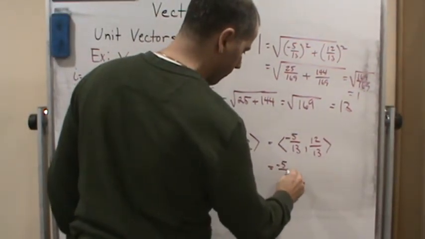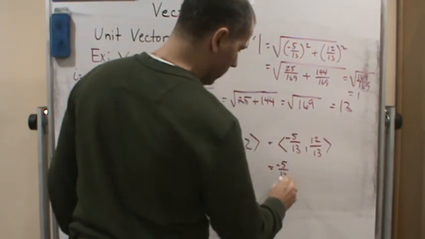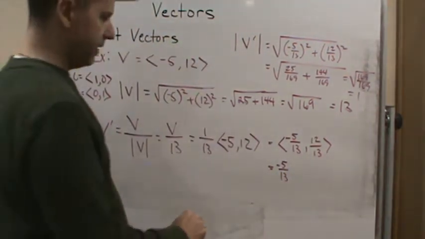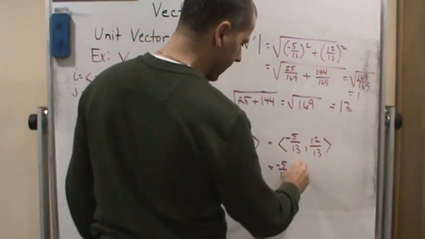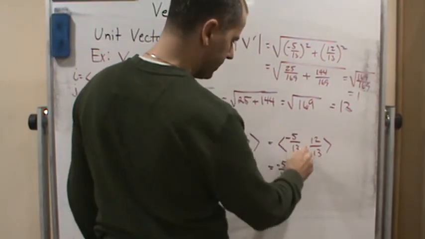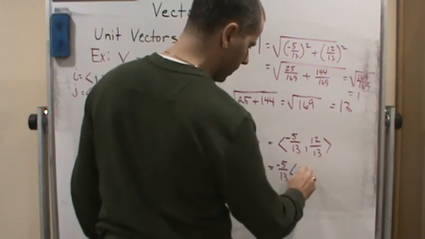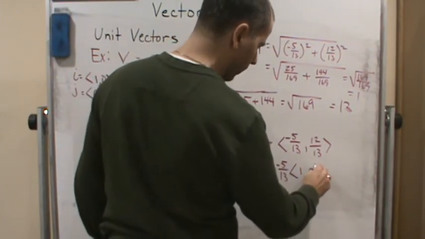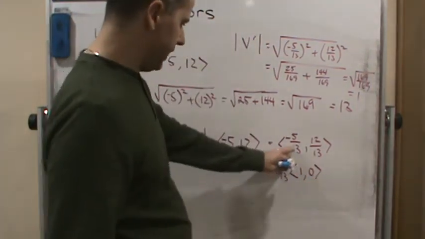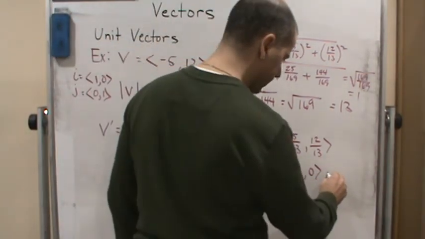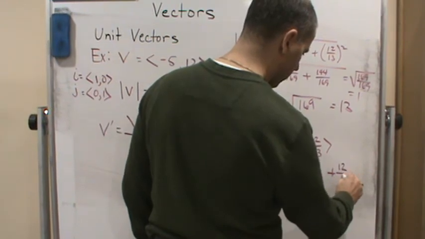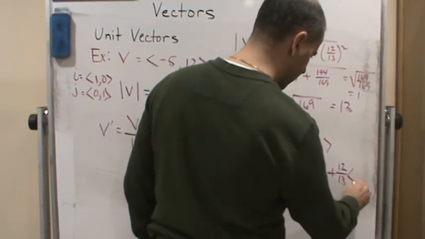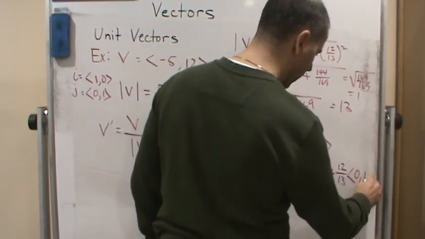Negative 5/13 times what? Well, this is the x, right? So this is going to be 1 comma 0. That's going to give me this piece. Then plus, right? Now I'm going to add vectors, right? And this is going to be 12/13 times what? 0 comma 1.